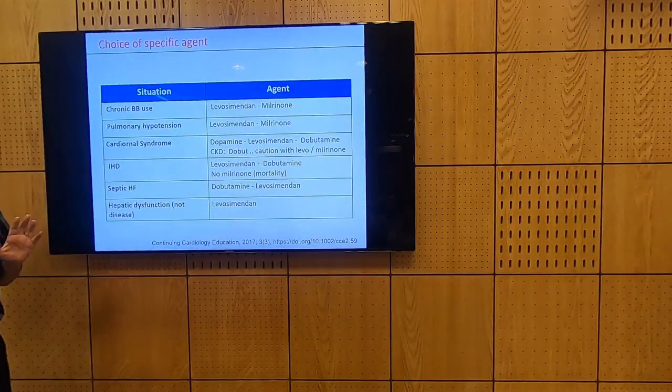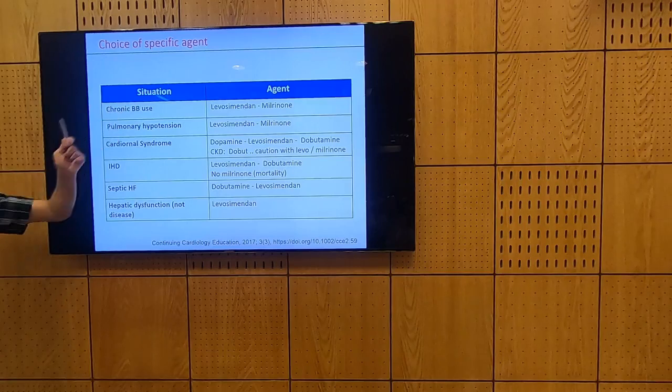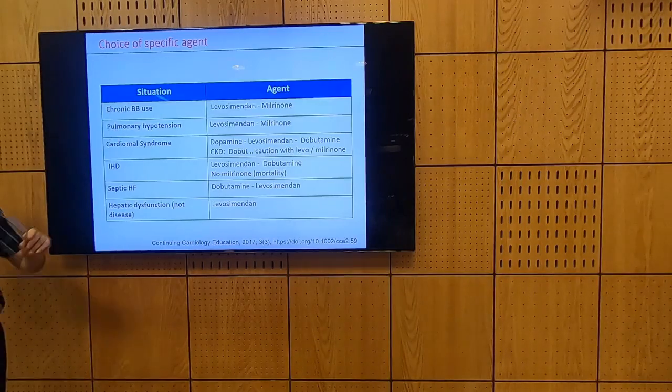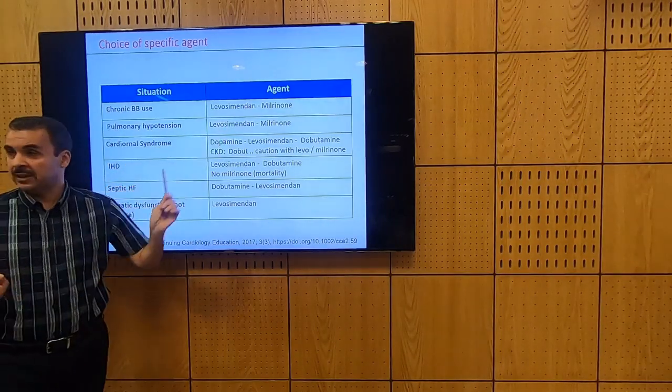The technique we use of different inotropes in different situations. In patients with chronic beta blocker use, we will use levosimendan and milrinone. Agreed?